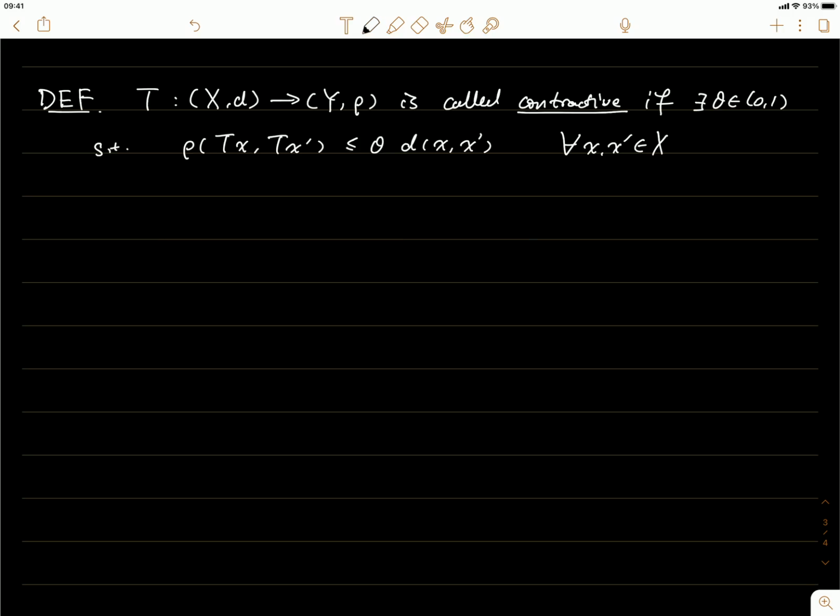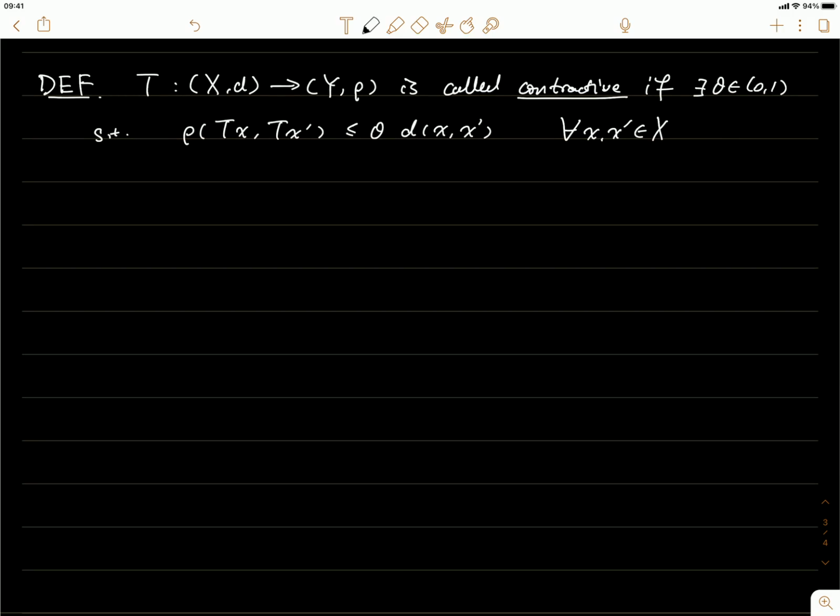With the contractive mapping, we have a very important result called the Banach fixed point theorem, sometimes called the contractive mapping theorem or contractive mapping principle. And that is a major topic and a very powerful tool that we're going to use in this course. The Banach fixed point theorem.